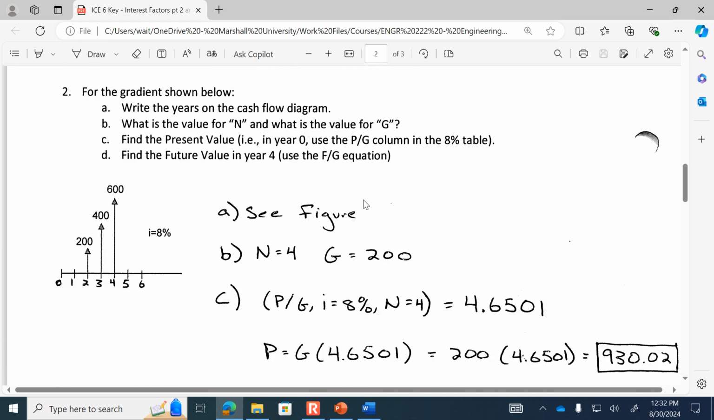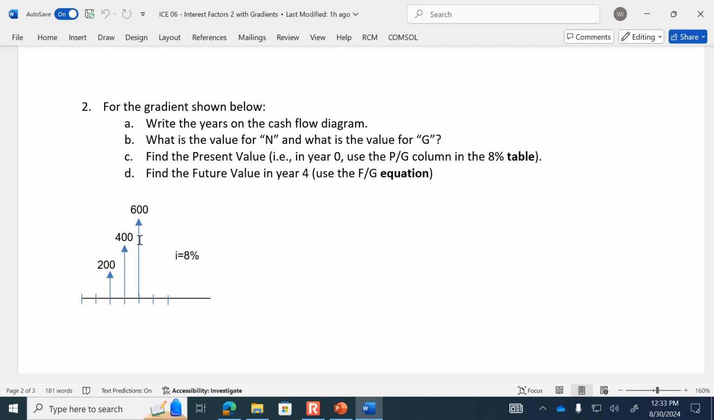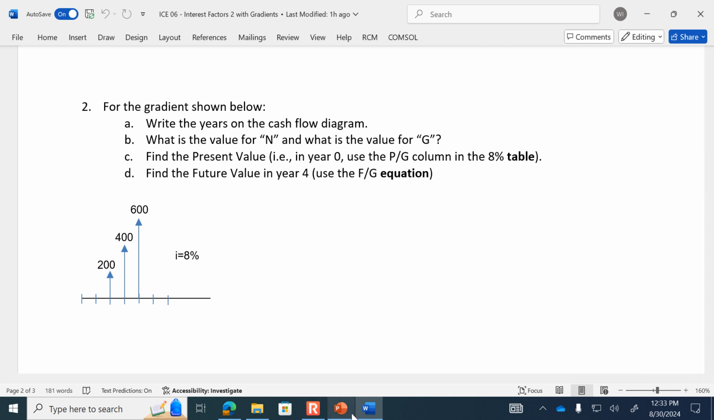Okay, so the second one, I asked you to start off just by writing the years on the cash flow diagram. Initially it was blank. Now why did I do that? It's just to force you to look at the fact that the first time you see the gradient isn't until year 2. It's to give you that kinesthetic impression that the gradient first kicks in year 2. So 0, 1, 2, 3, 4. So the value for n in this gradient is 4.